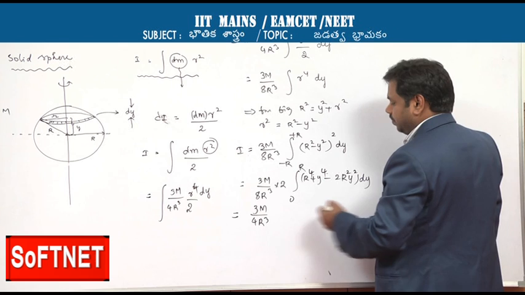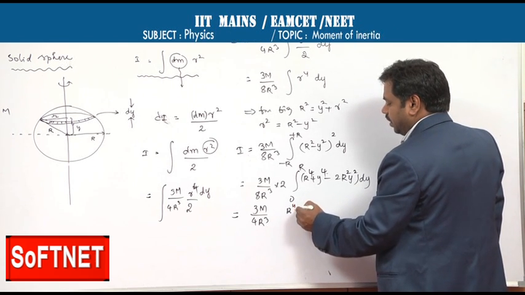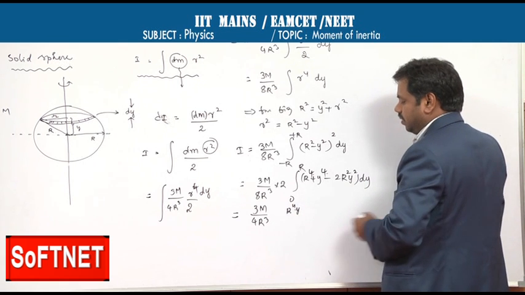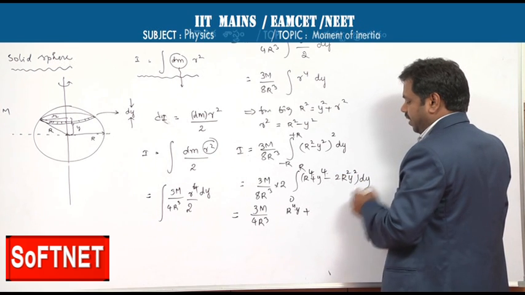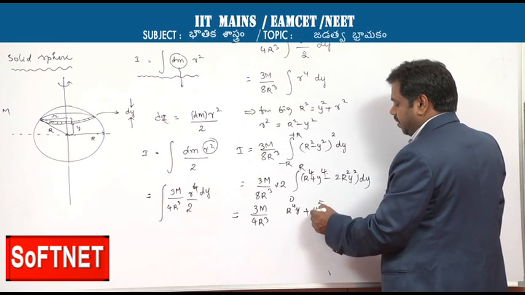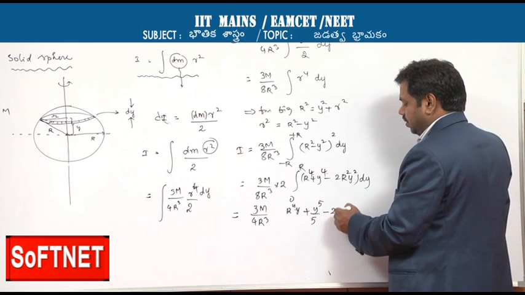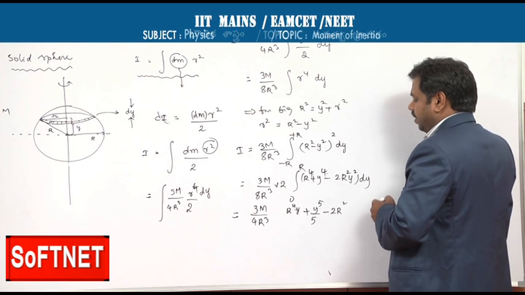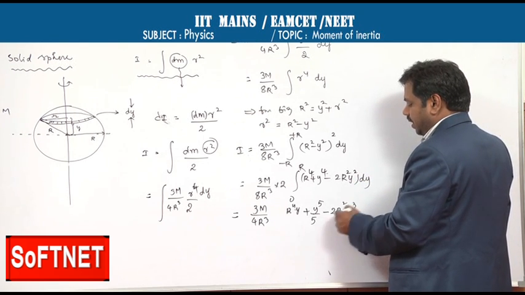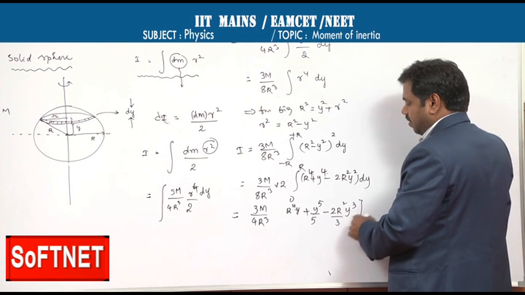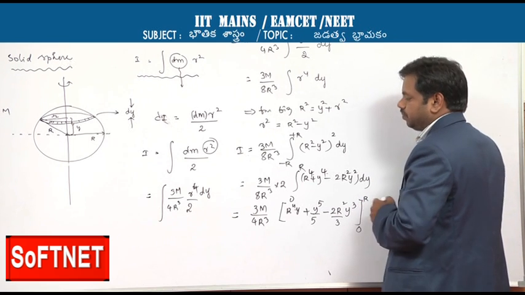and next, r power 4 into dy integration. You will get r power 4 into y plus integration of y power 4 dy. You will get y power 5 by 5 minus 2r square, integration of y square dy. You will get y cube by 3, where the limit runs from 0 to capital R.